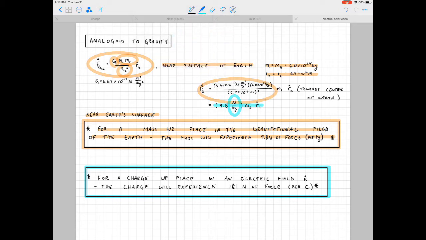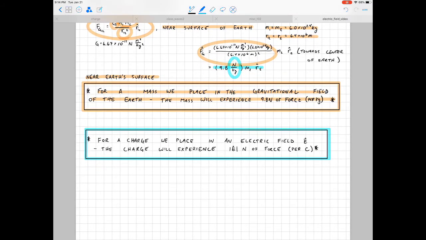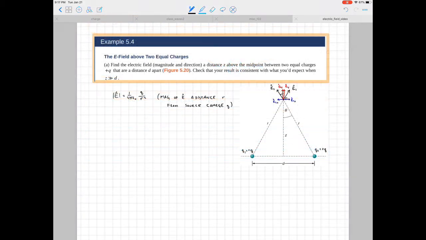With the electric field, we have the exact same scenario. For a charge that we place in an electric field, the charge will experience however much the magnitude of the electric field worth of Newton's force per coulomb of charge that charge possesses. All right, so we've just introduced the electric field, and so what I'm going to do now is work through this example from the textbook.